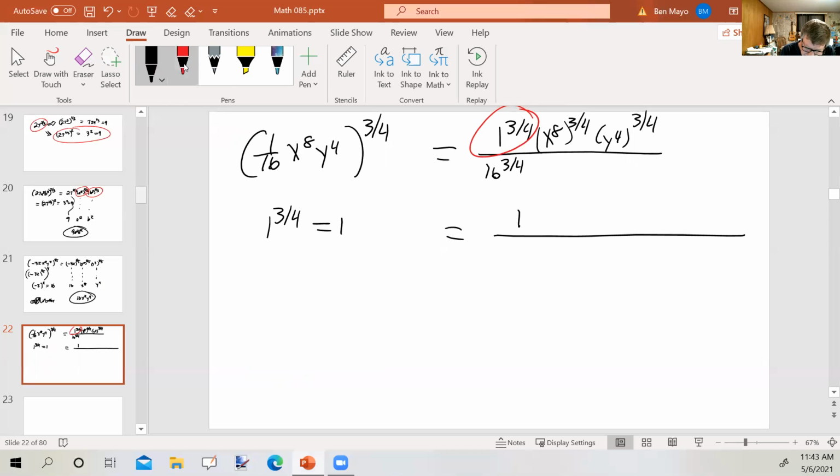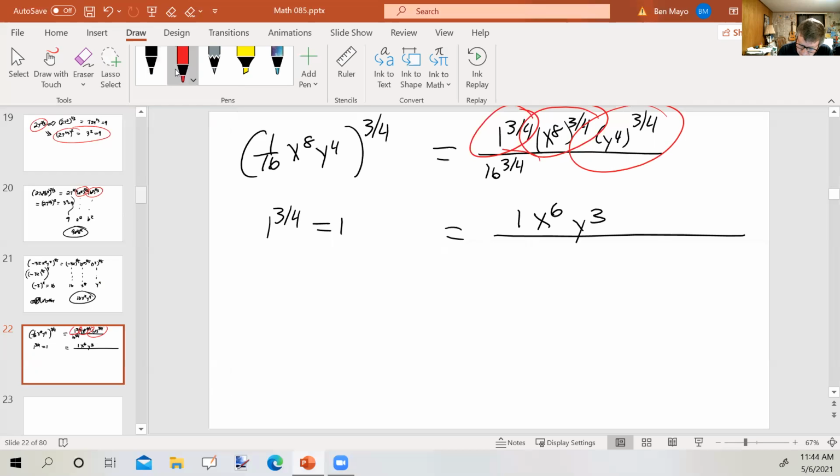Let's go here next. The power raised to a power, we multiply the exponents. 8 times 3/4 would be 24/4 or 6. So x to the 6th. Y to the 4th to the 3/4. 4 times 3/4 is 3. So we get y cubed.